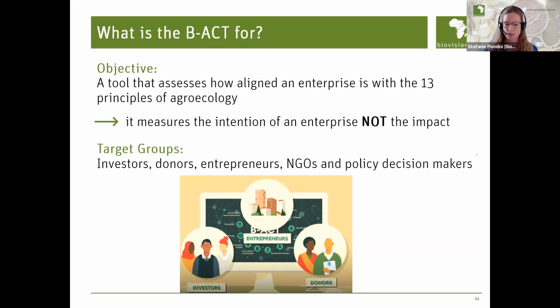And with this tool, we wanted to inform and sensitize donors and investors about their value, about the benefits they play in the food system transformation, but also give entrepreneurs a tool that helps them to communicate and promote what they're doing for this food system transformation. And then, of course, civil society organizations and policymakers are key actors and can also make use of the tool.